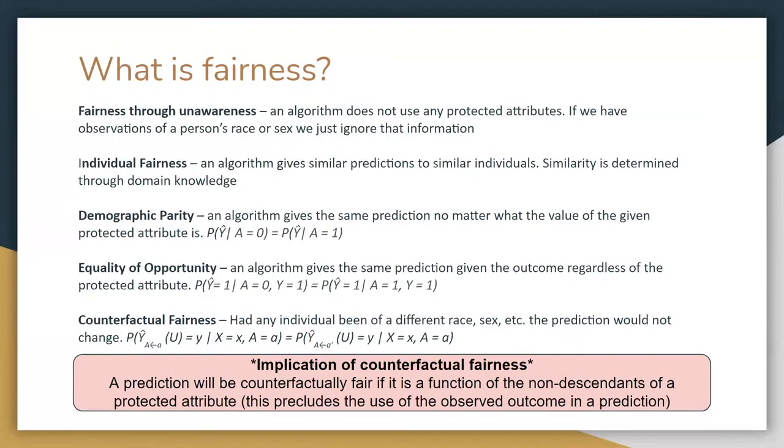And the last one is counterfactual fairness. Had any individual been of a different race, sex, etc., the predictions would not change. The authors believe that counterfactual fairness is the correct definition to use because we can make comparisons on an individual level. We are asking what would have happened if this same person was of a different race or sex.